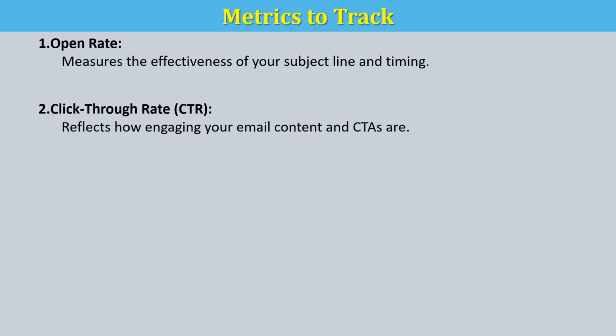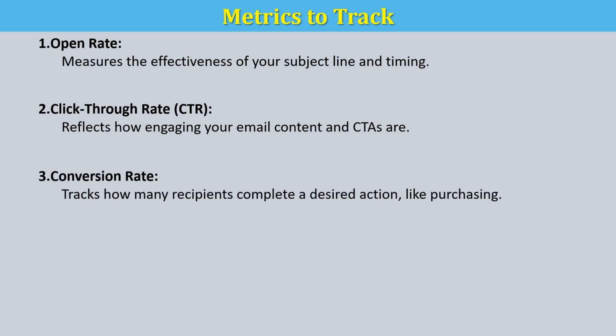Click-through rate, CTR, reflects how engaging your email content and CTAs are. CTR is a key indicator of whether your email content is aligned with user interest. Use A/B testing to improve. Conversion rate tracks how many recipients complete a desired action, like purchasing. Conversion rate shows the true impact of your campaign, whether it is achieving your business goal.